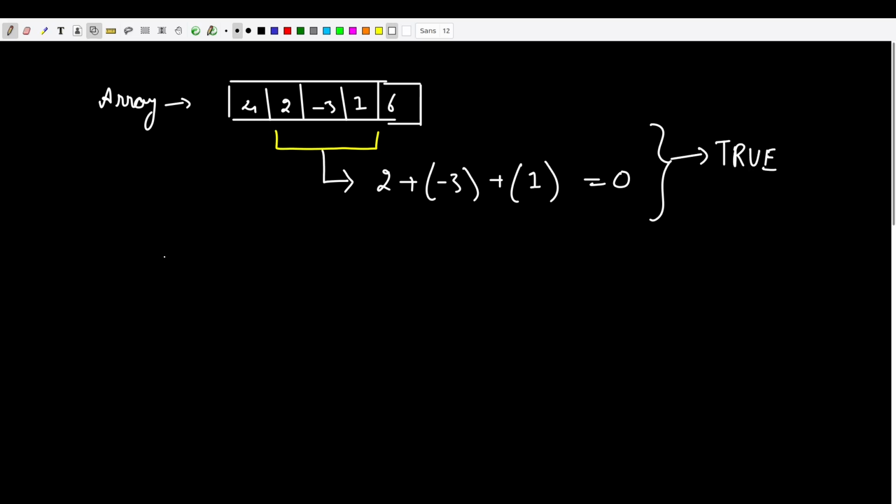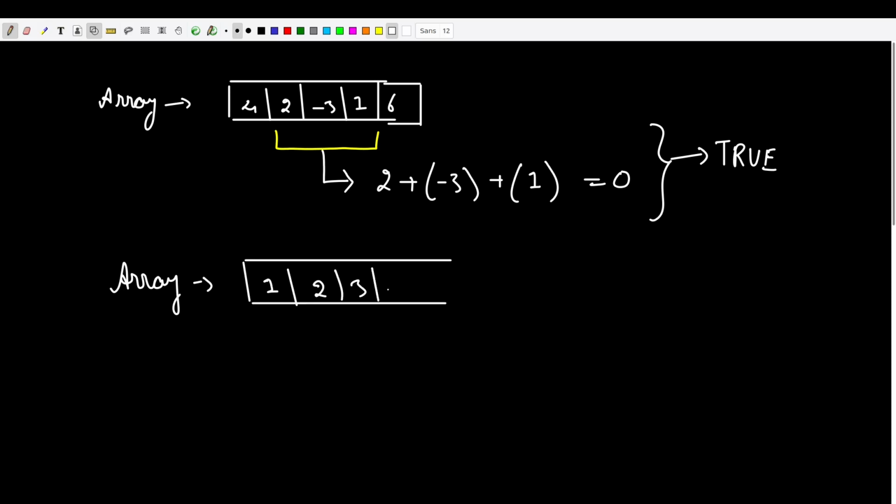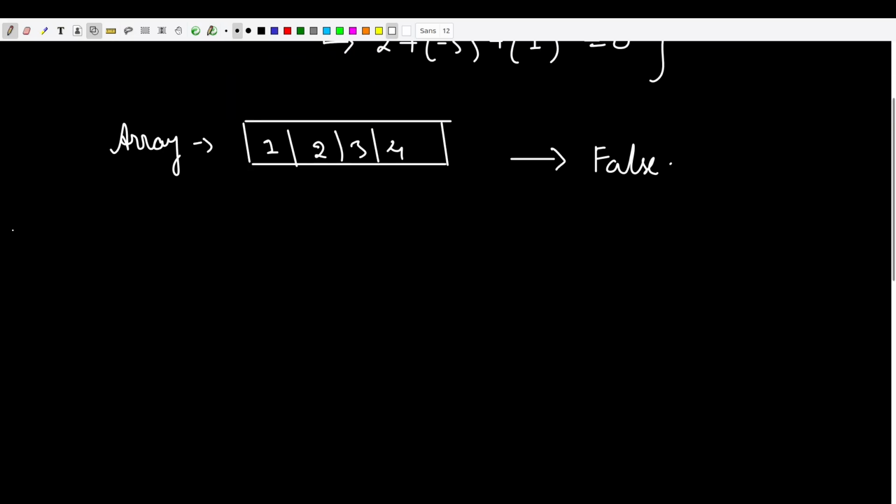All right, let's take another example. So let us say in this particular case the array contains elements like 1, 2, 3 and 4. So clearly there doesn't exist any subarray for which the sum is 0, thereby we are going to return false for this particular case. Okay, so that's about the problem statement. Now let us look at the solution for it.